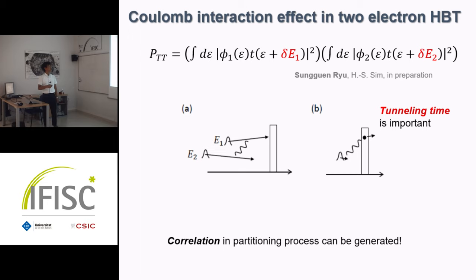And I developed some scattering theory for two electrons. The partitioning probability was corrected by the energy exchange between the two electrons. And what I found is that the tunneling time in the barrier can play some role in the correction to the partition probability. And this tunneling time can make correlated partitioning processes.